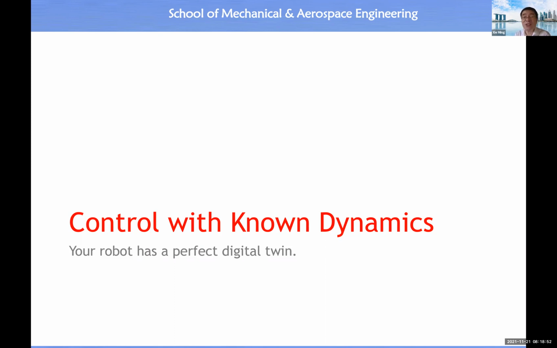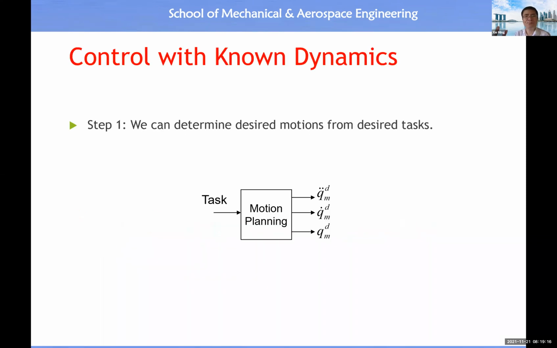So it means what? You have a perfect knowledge about the dynamic model of your robot. Then in this case, we should be able to leverage the availability of this perfect knowledge, okay, in order to come out with a better block diagram of feedback control system for your robot. All right. So assume you have a digital twin of your physical robot. So it means what? It means you have a perfect equation of dynamics.